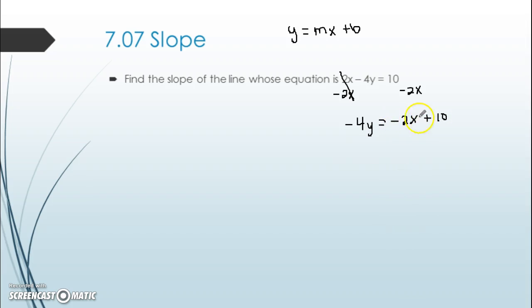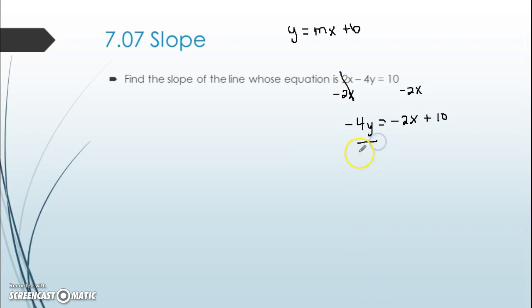Now I want to put the 2x term first, the minus 2x term first, because this is the number that is going to represent our slope when we're complete. And so I want to make sure my equation is in slope-intercept form where it's y equals a number times x plus or minus a number. So finally, I want to get y by itself. Right now I have a negative 4 times y.